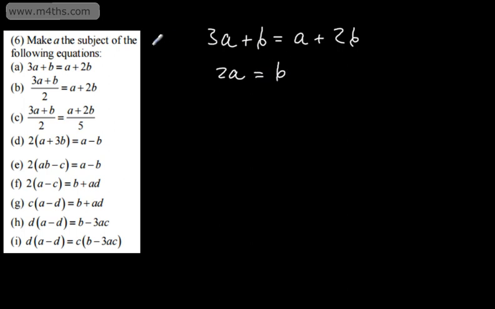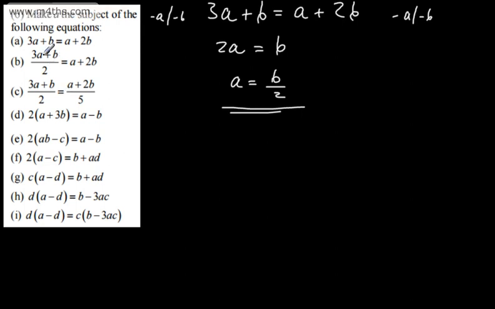So all I've done here is now subtracted a and subtracted b from both sides of this equation. Remember, all I'm looking to do is get a's over this side and b's over this side, or anything without an a on the right hand side. 2a is equal to b, so a is equal to b divided by 2. Nice and straightforward. Okay, here I'm going to multiply both sides of the equation by 2 to clear the fraction.